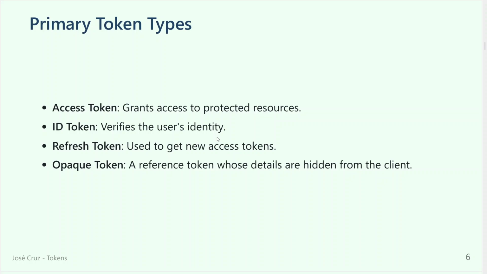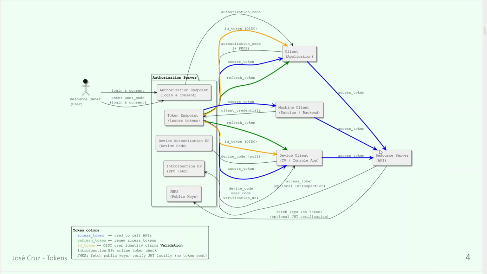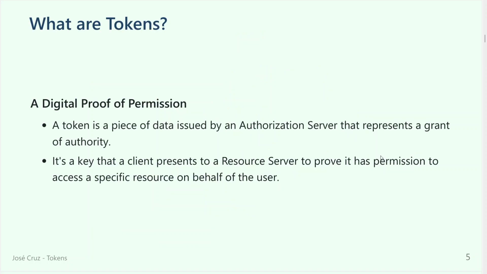So that we can say that we have 4 token types. Now, you can say that all of them are tokens, but some of them are, let's say, a mix of the tokens. So let's see in detail. So you have the access token, which grants access to a protected resource. Mainly, if you remember, this is to access the resource server most of the time.